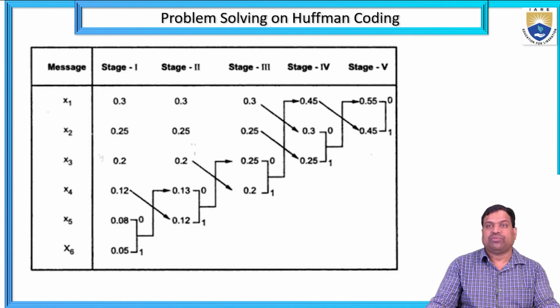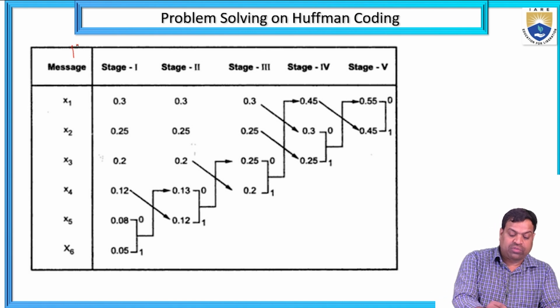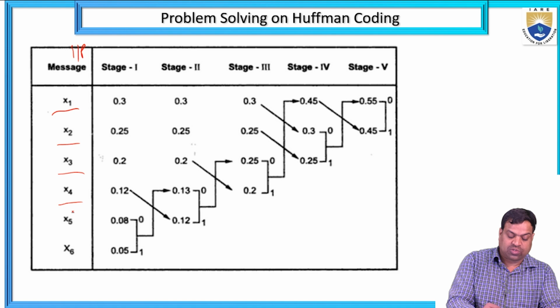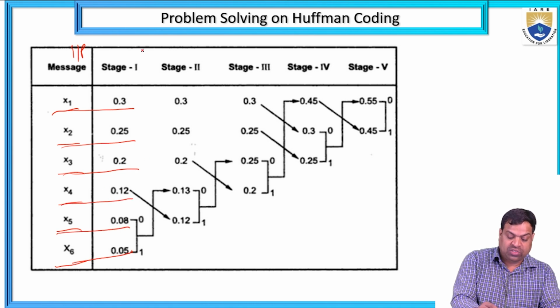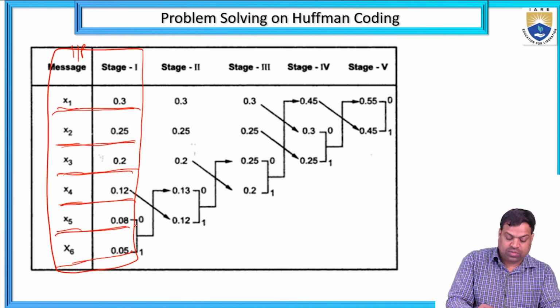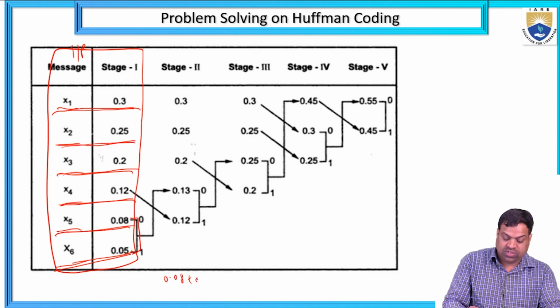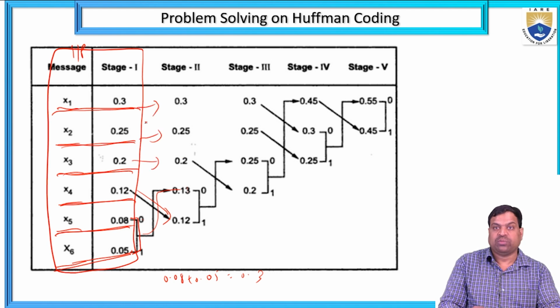It is one example of Huffman coding. I'm taking the input values as messages x1, x2, x3, x4, x5 and x6. And in stage 1, the values are 0.3, 0.25, 0.2, 0.12, 0.18. So these are the input values. The bottom 2 values, that means 0.08 plus 0.05, so how much? 0.13. So this value is 0.13. So this I am taking here 0.12. 0.2, 0.25, 0.3 as they are I am taking here.